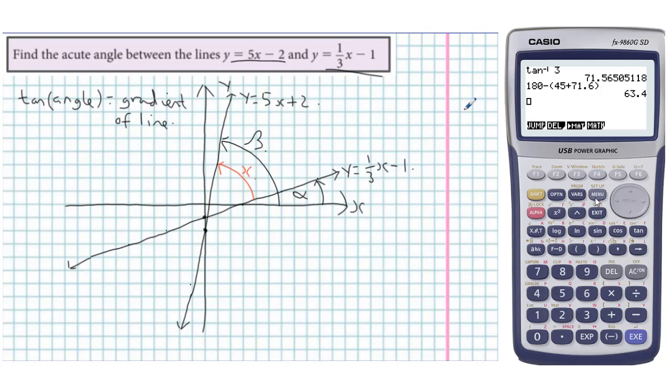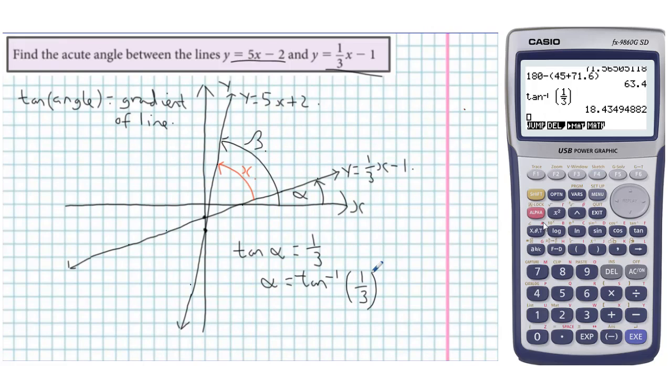So, start with alpha, tan alpha equals 1/3. Remember, tan of the angle equals the gradient of the line. So alpha is going to be inverse tan of 1/3. We don't have an exact value for that, so we go to the calculator. Inverse tan of 1/3. That's 18.4 degrees.